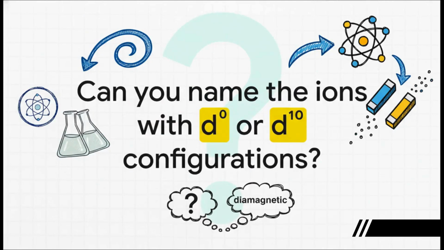Okay, time for another pause and think. Let's connect the dots here. We just said that d0 and d10 ions are colorless. Now, based on what we just learned about magnetism, which ions have those d0 or d10 configurations? Think back to our little quiz. Yep, they're the same ions that were diamagnetic. You see how it's all connected?